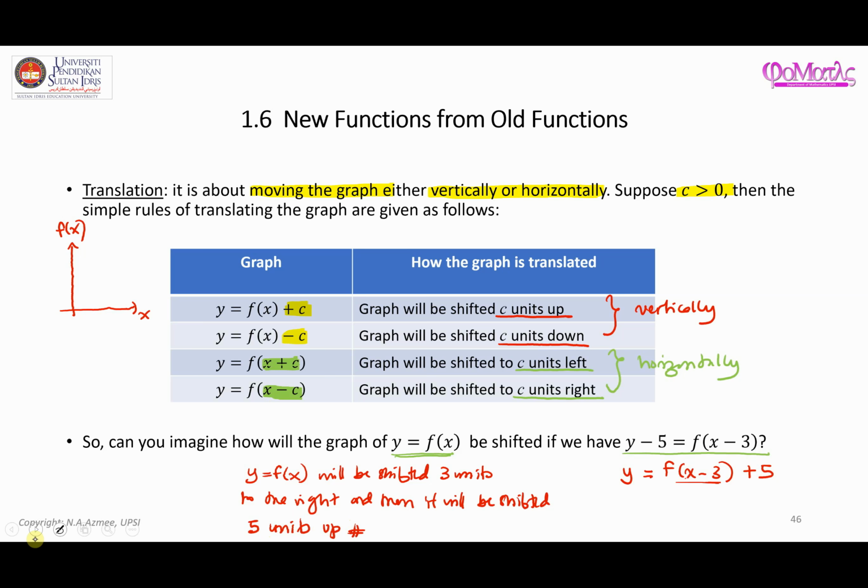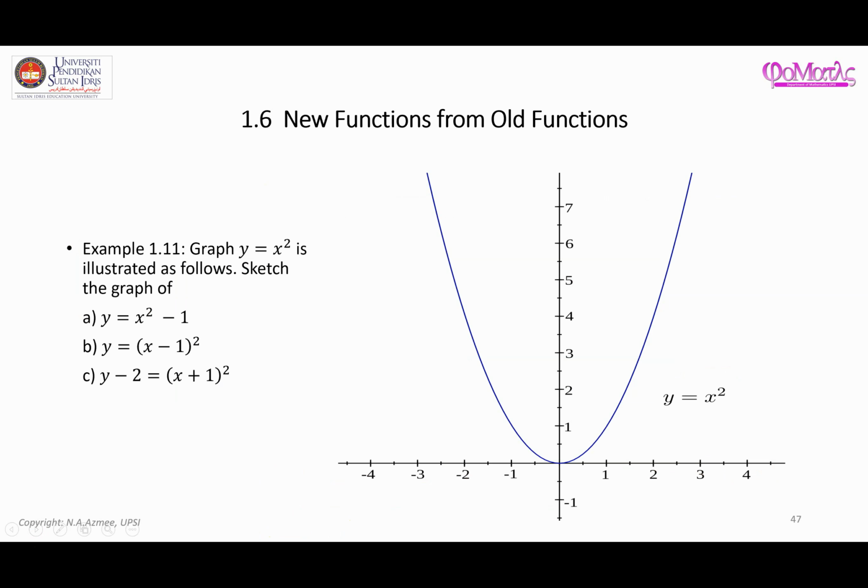Alright, let's look at some examples of sketching the graph. This is an example of having y equals x squared. So in this case, this is y and this is your f(x). Let's see what's going on in the first question here. We have y equals x squared minus 1, which can be written as f(x) minus 1.